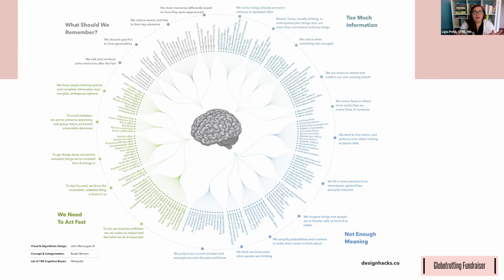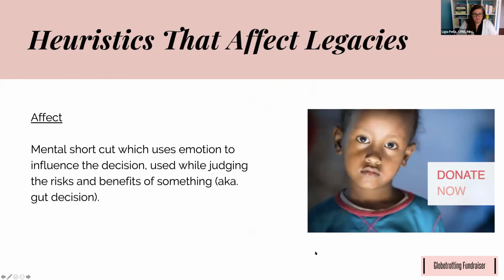So we identified 7 of the most important heuristics that are applicable to the context of legacy marketing. So let's get to it. All right, so here we go. Affect. So that is the first heuristic that we see used, or that we should be using.